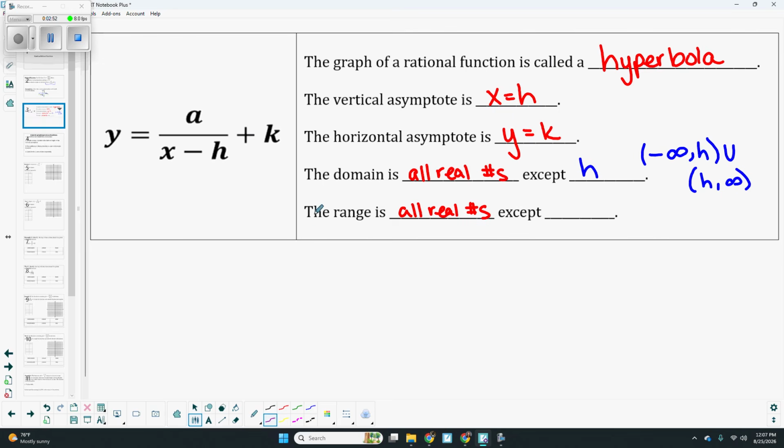And then the same idea for the range. The range is all real numbers except where our horizontal asymptote is, except for k. So that means we could write it as negative infinity to k and k to infinity.